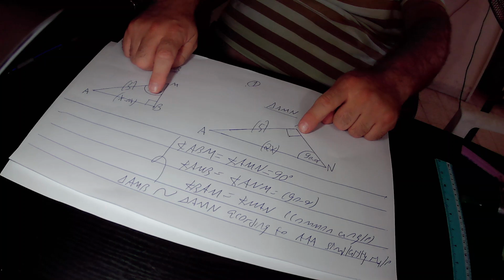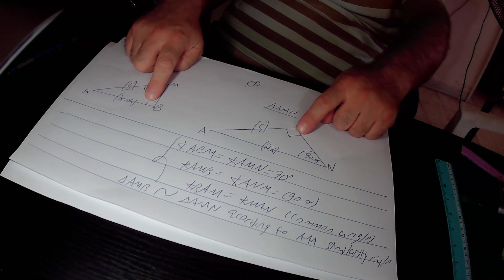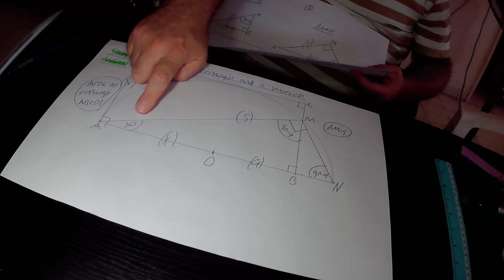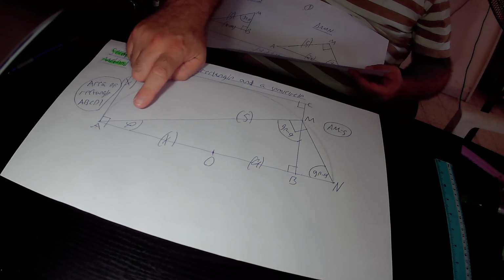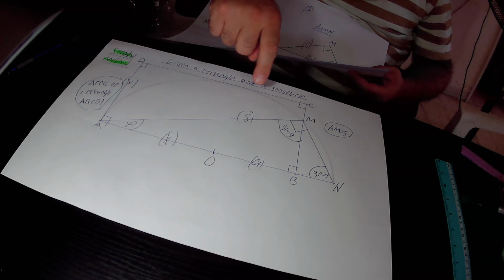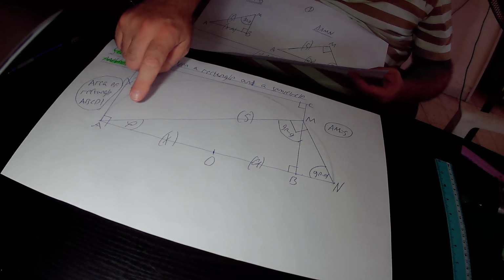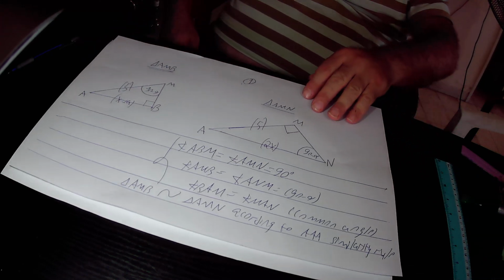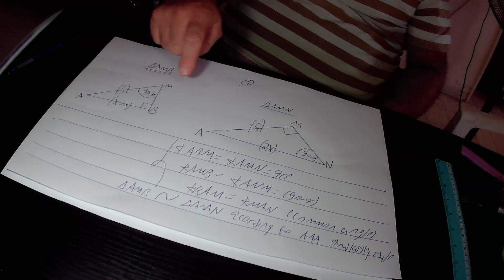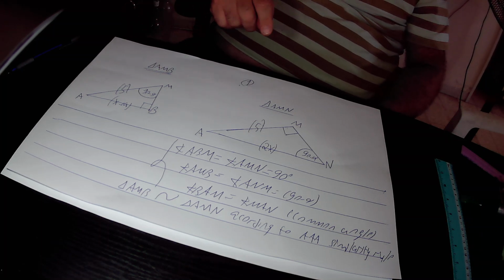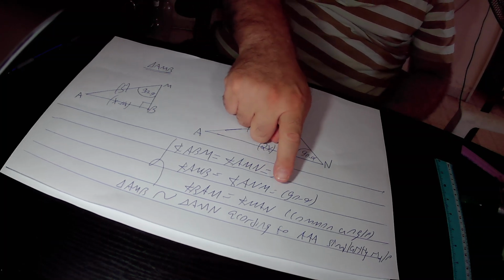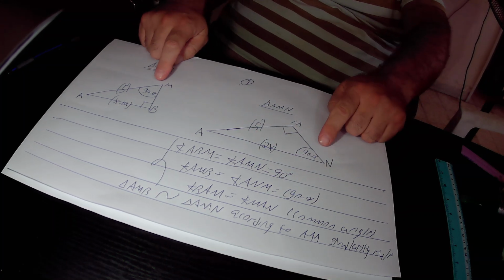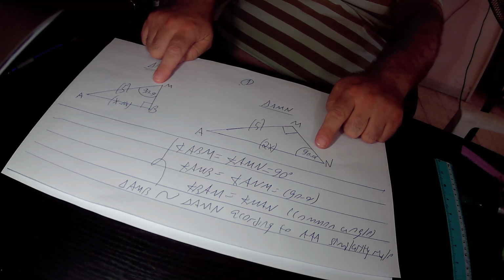First of all, those two angles are both equal to 90 degrees, therefore they are equal to each other. This is angle A, a common angle that belongs to both triangles. Angle A belongs to the right triangle AMN, and angle A also belongs to the triangle AMB. So we can write that angle A equals itself. And finally, those two angles are both equal to 90 degrees minus alpha, therefore they are equal to each other.